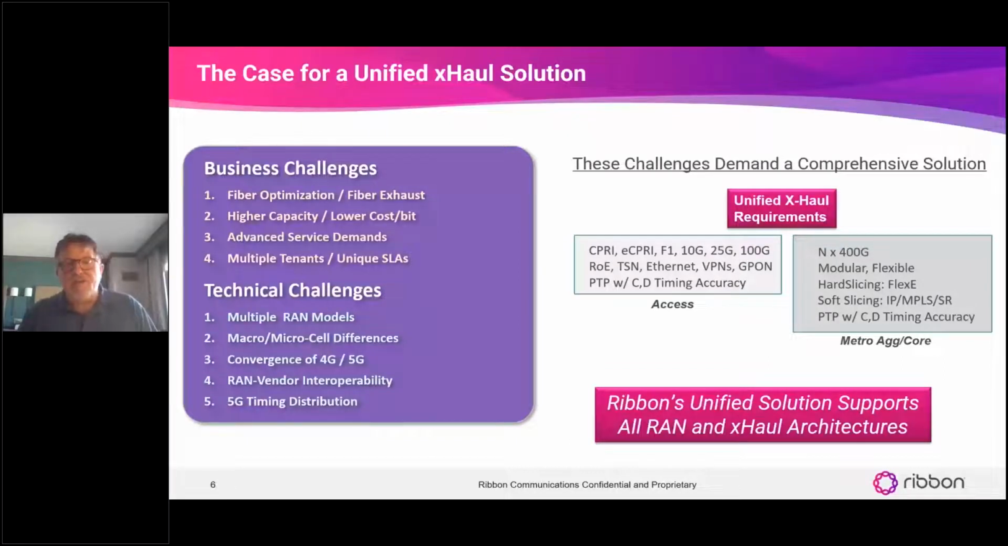I've talked a little bit about the technical challenges, but this is a quantum leap forward in terms of how we're going to be handling RAN traffic. One issue that I've already identified is that we're not going to migrate overnight.